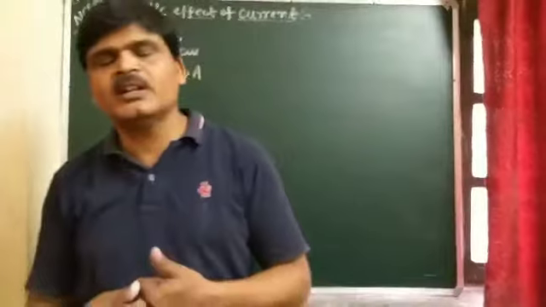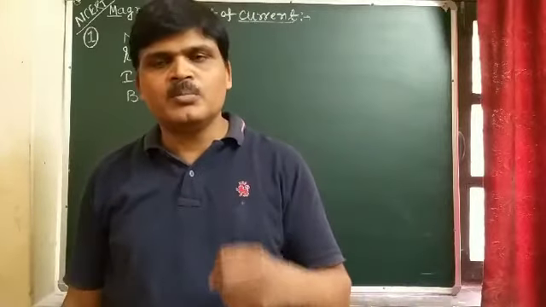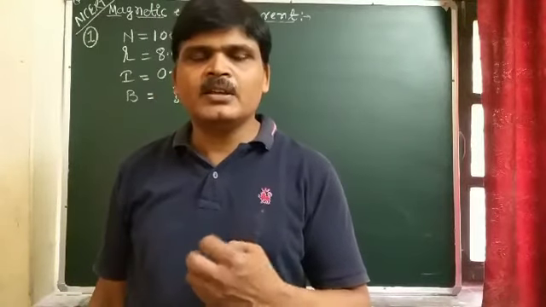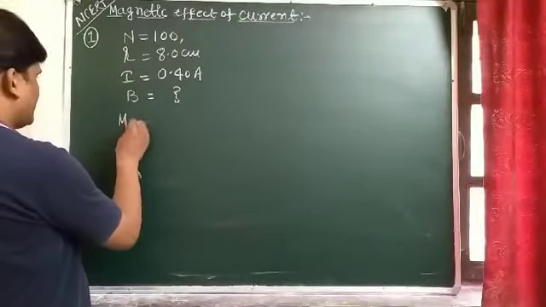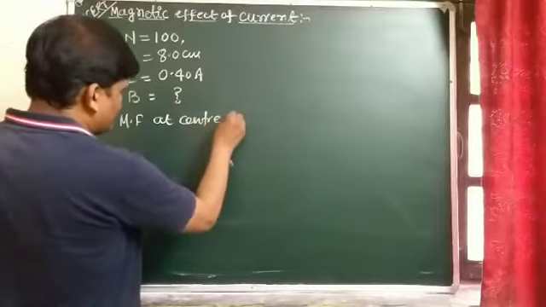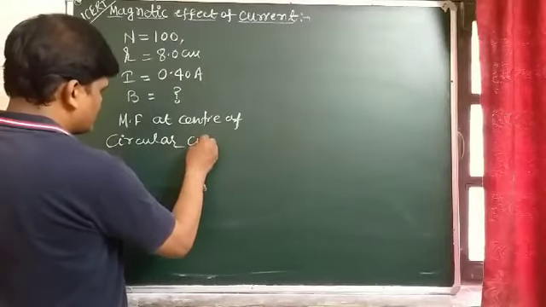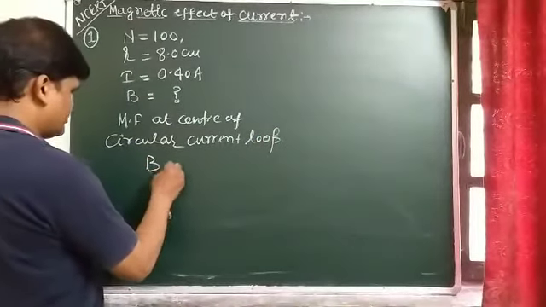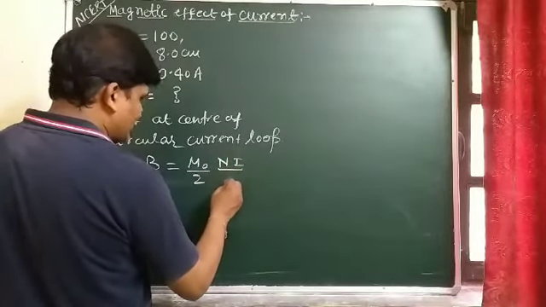Already you know the formula of magnetic field at the center of a circular current loop: B equal to mu naught by 2 I by R. If there are n number of turns, we multiply by n, so B equal to mu naught by 2 N I by R.